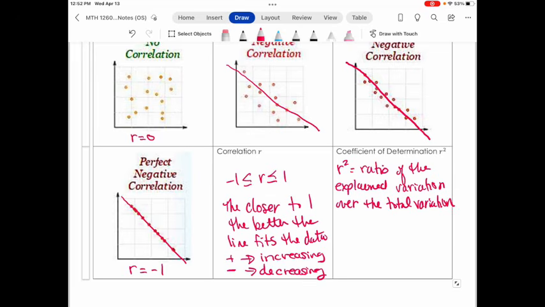So the percentage that cannot be explained is going to be 1 minus R squared. This is the ratio or the percentage. When you do 1 minus R squared, it's a decimal, but you can change it to a percent. This is going to be the variation that is due to random chance or possible error.